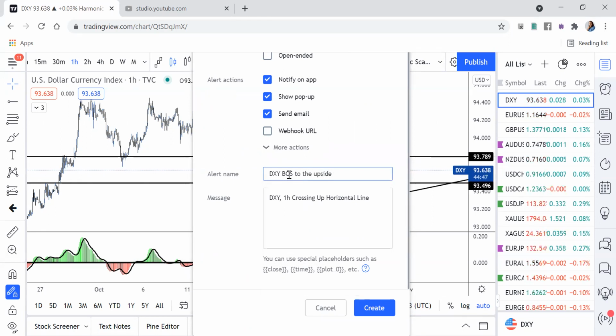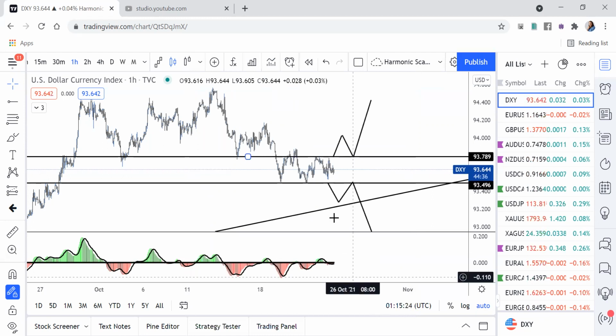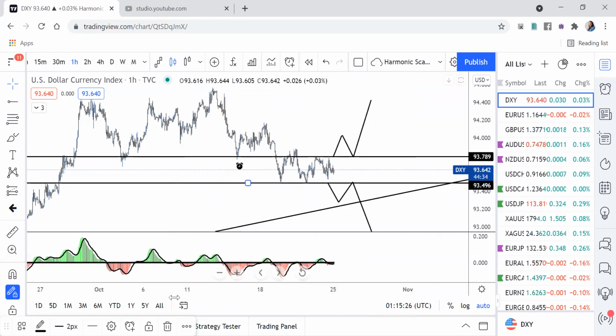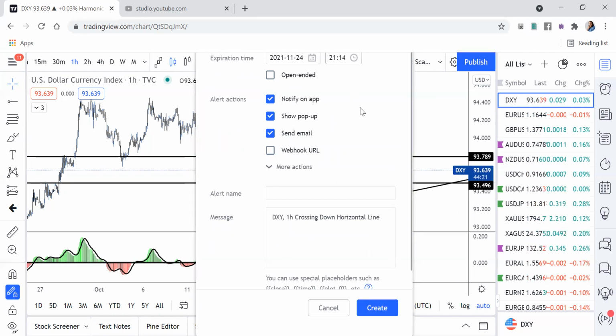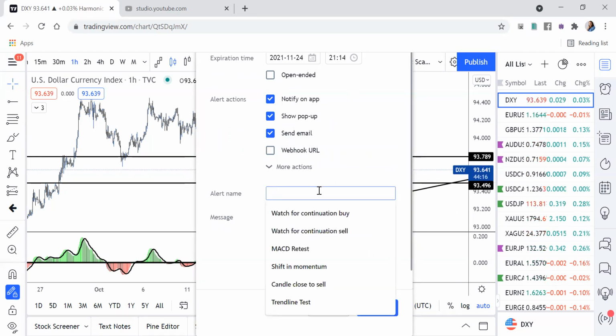All right, DXY break a structure to the upside, so I know that the DXY is pushing to the upside. Right, and then for down here, and this is just me, this is my preference because I'm not always at my computer. So this works for me. Setting alerts, especially for my favorite setups, the ones that I love the most.